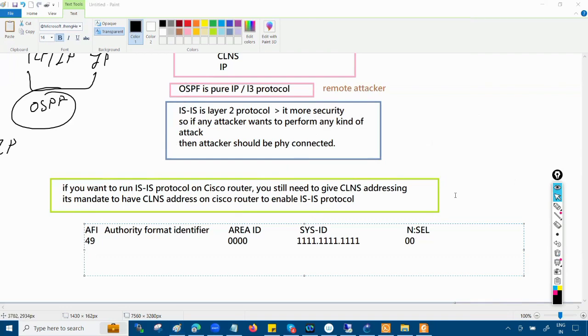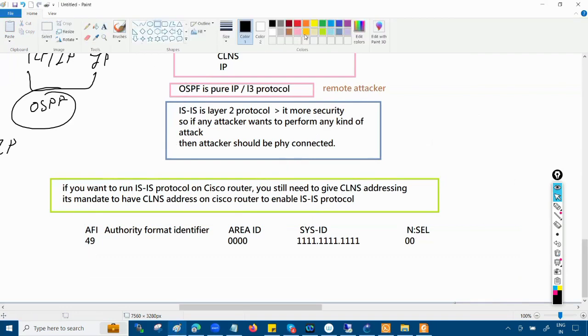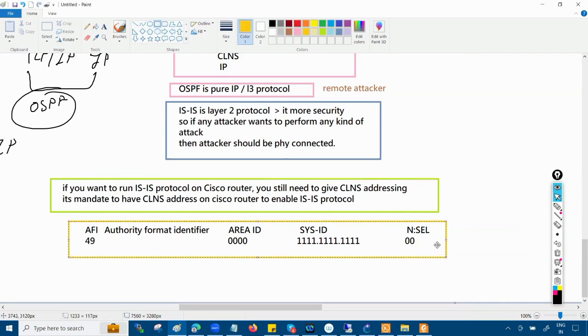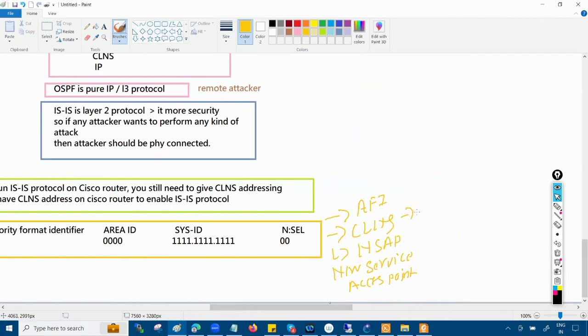CLNS addressing. This CLNS addressing, people have given different names. Sometimes people call the complete format AFI values. Sometimes people call it CLNS addressing. Sometimes people also call it the NSAP address, network service access point. CLNS you can call connectionless network service.